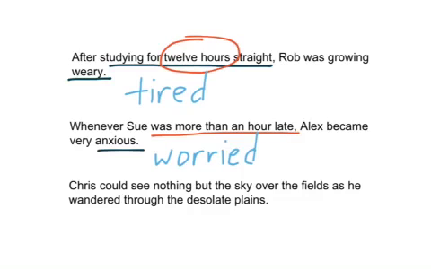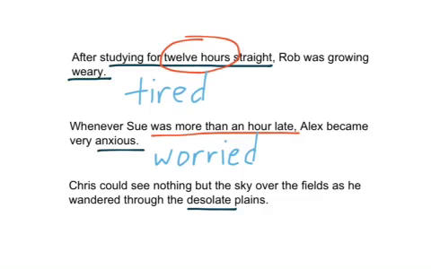In the next sentence, we have Chris could see nothing but the sky over the fields as he wandered through the desolate plains. Well, I'm looking at the word desolate, and I'm thinking I don't really know what that means, so I'm going to underline desolate. So what can I see from the rest of the sentences around that might indicate to me what desolate might mean? Well, let me think.